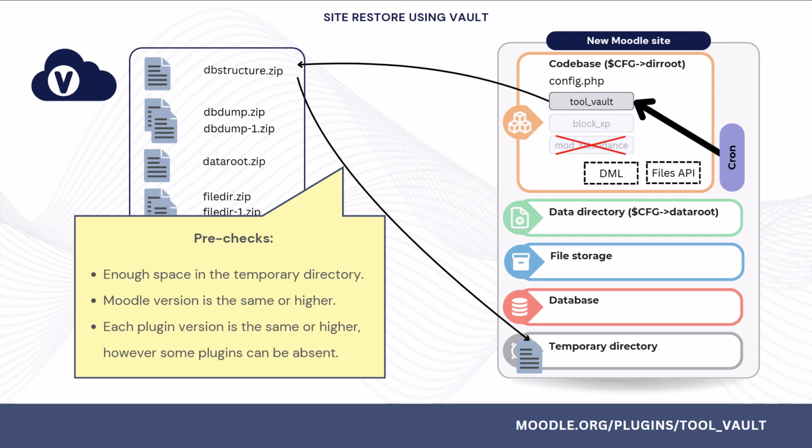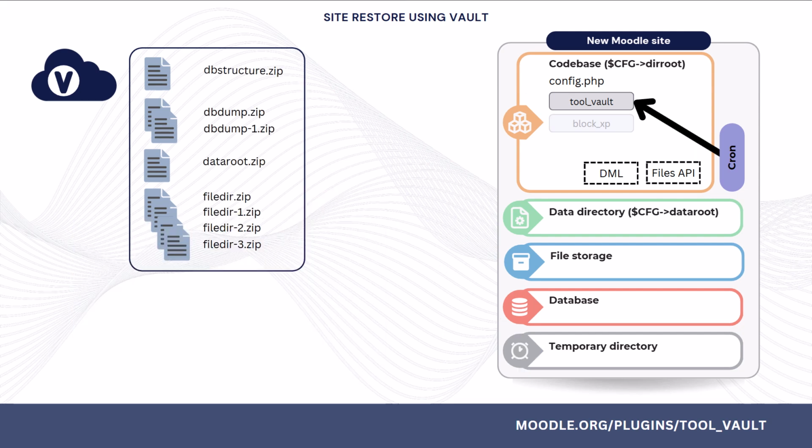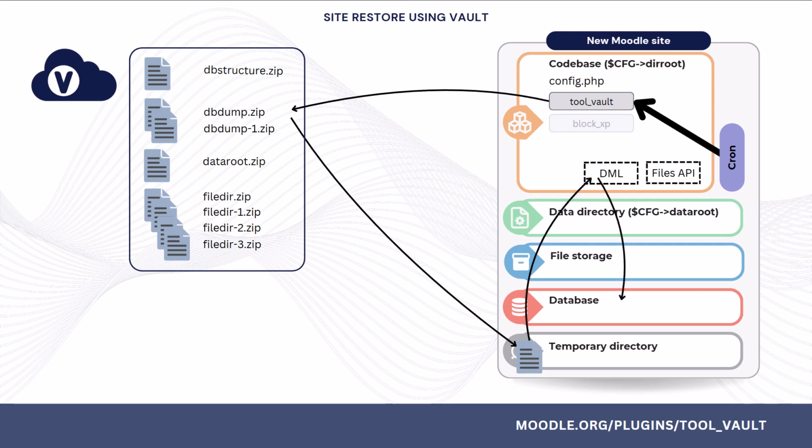After the pre-checks, the restore begins, essentially reversing the backup process. Vault begins with the database restore. It downloads the archive files and inserts the data into the database tables one by one. This is a critical step. If the restore is interrupted midway, the database may become inconsistent and your Moodle site won't function properly. In that case, you'll need to reinstall Moodle and start the restore from the beginning.